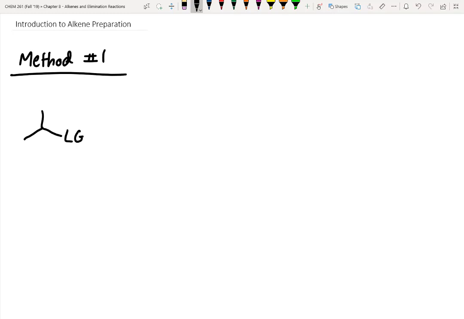Method 1, we've got a leaving group attached to a carbon. Is this a primary, secondary, or tertiary carbon? It'd be a secondary carbon. Okay. And then we've got a base. So instead of a nucleophile, what we're dealing with now is a base. Specifically, this base has a negative charge, so is this going to be a strong or a weak base? Strong. So it's probably going to be a strong base.